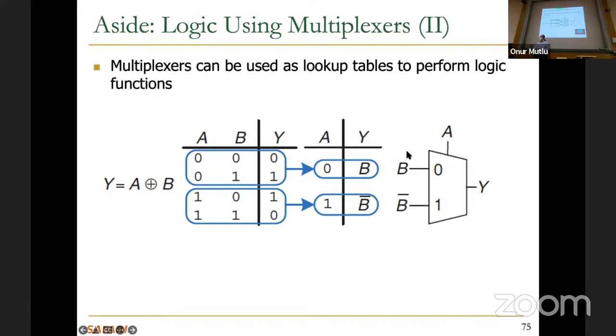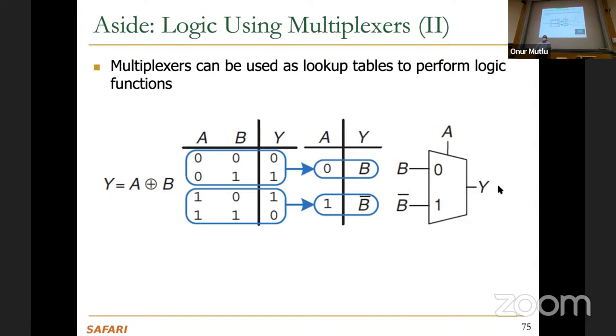Does this make sense? Okay, so again, what we're doing is simple Boolean logic, but we're playing some tricks. You can think of this as a lookup table, right? What we're looking up: you have two potential things you select from, B and B bar, and A selects which one becomes the output.